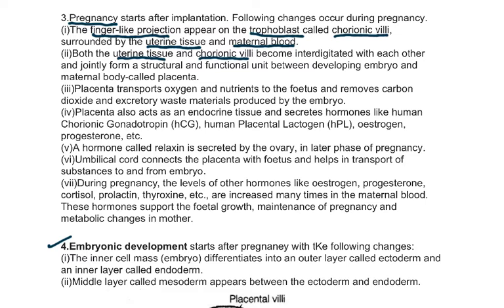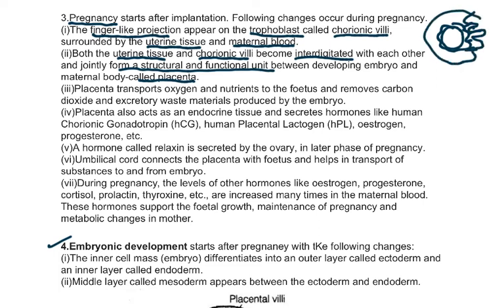They come in close connection with each other. This interdigitation, that is clasping like fingers with each other, forms a structural and functional unit. This structural and functional unit is called the placenta. So what is the placenta? It is the outer layer from the blastocyst, which has given out finger-like projections and is surrounded by maternal tissue. This junction is known as the placenta.